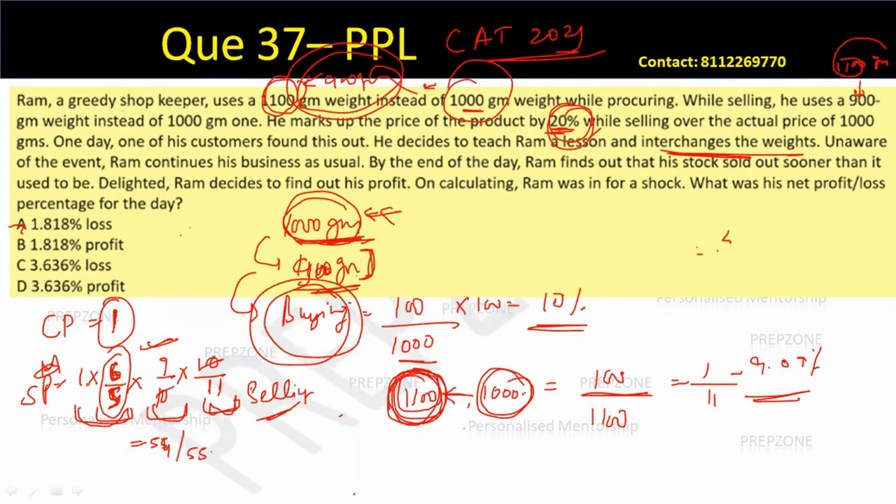54/55. So Samriddhi, I think what you were mentioning is you were just clubbing this particular part with this, which is also something that you can do. It's the same thing. It will come out to be 12/11. Okay. So his cost price was 1. His selling price is 54/55, which is less than 1. So of course it has to be a loss. How much will the loss be? The loss will be 1/55%. Okay. Which is of course less than 2%.